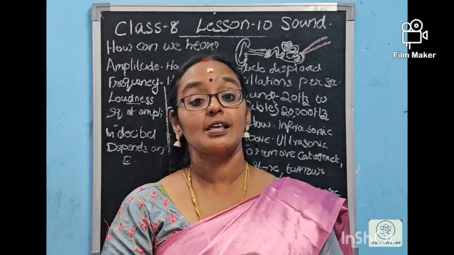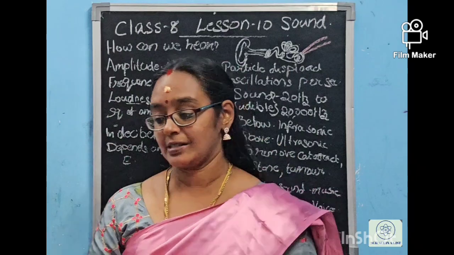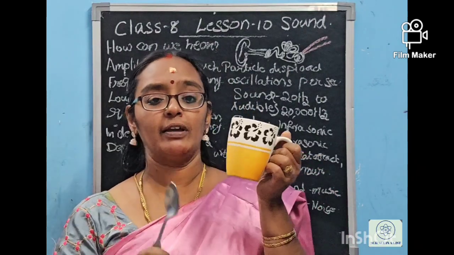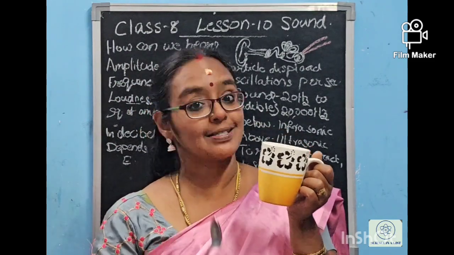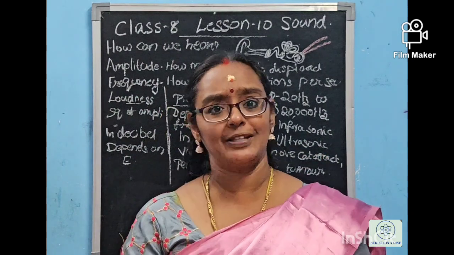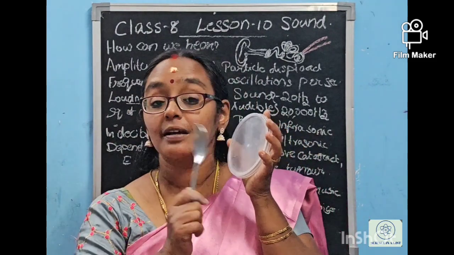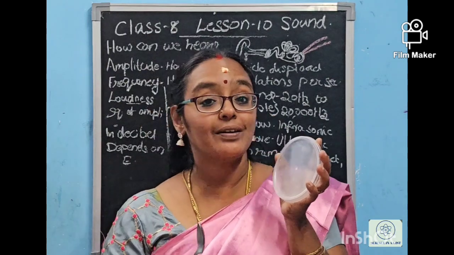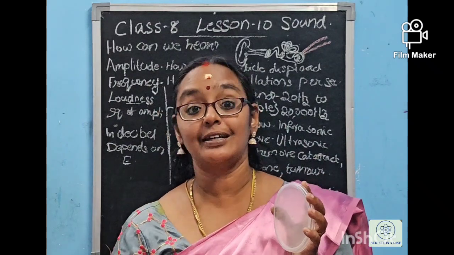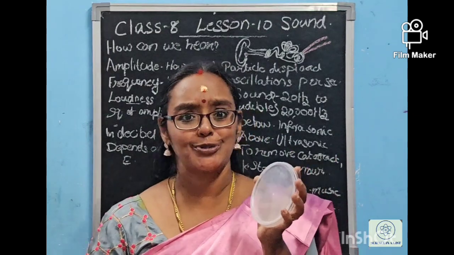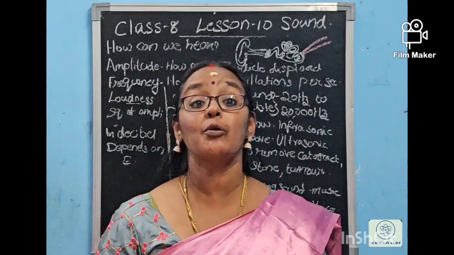For various objects, pitch will be changing. For example, this is a normal cup I am having. If I make a sound with the spoon on this cup, sound is heard, isn't it? It has a particular pitch. If the same spoon touches this plastic, the sound is different, isn't it? Means the pitch is different. The same energy I am exerting on the mug and on the plastic plate, but still the sounds vary. So we can say the pitch varies for different objects.